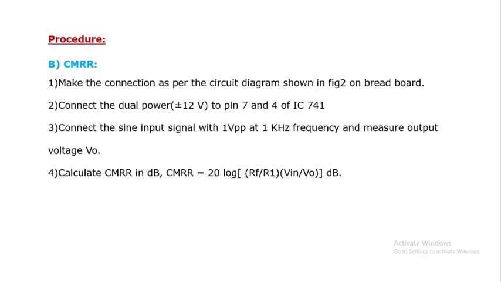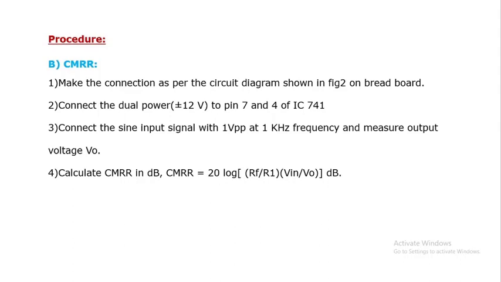Now second, CMRR measurement. Make the connection as per the circuit diagram. Connect the power supply, apply a sine wave input of 1 volt peak to peak at 1 kHz frequency, and calculate the CMRR using this formula. CMRR is calculated as 20 log (Rf by R1) into (Vin by V0) dB.